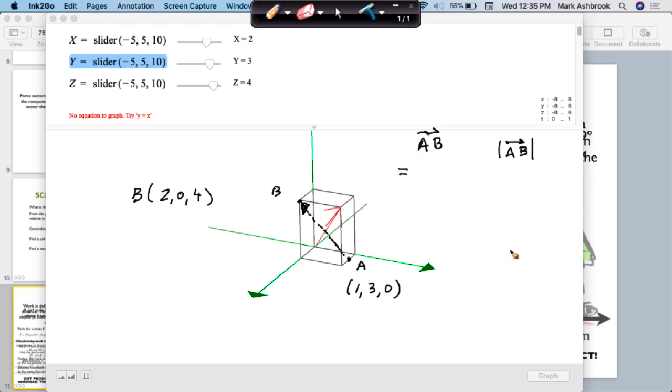And so vector AB, the vector starting at A, ending at B, will be 1, -3, 4. Following? And then the magnitude of that will be the distance from A to B, right? The magnitude of the vector will be how far it is from A to B.